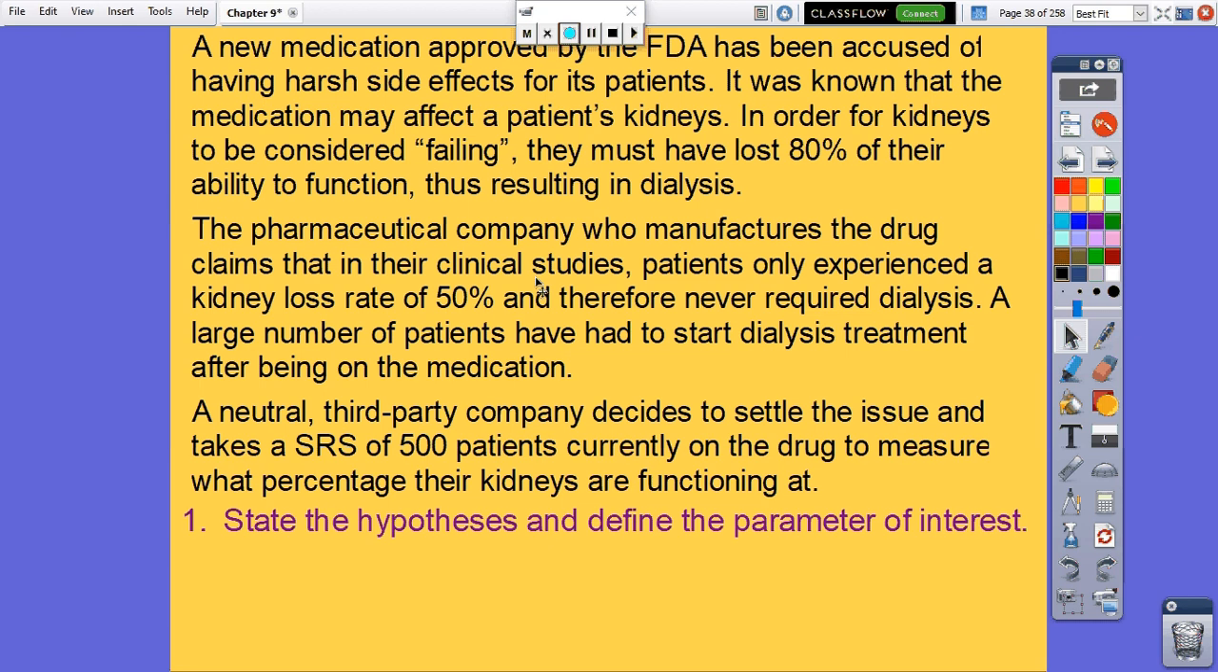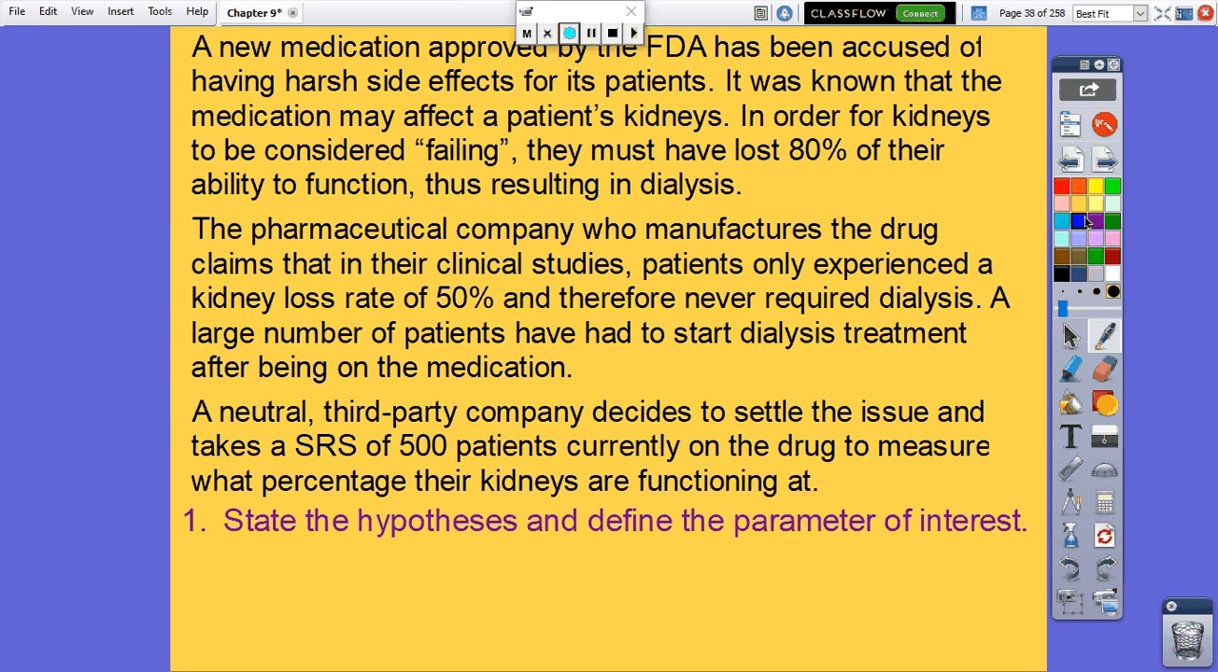So there's the court case. A neutral third-party company, aka the jury, decides to settle the issue and take an SRS of 500 patients currently on the drug to measure what percentage their kidneys are functioning at. So number one, state the hypotheses and define the parameter of interest. All right.